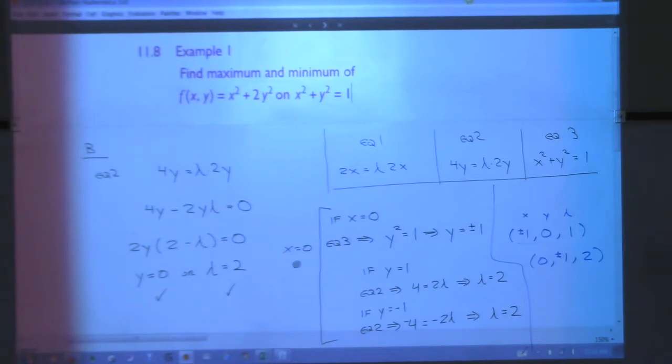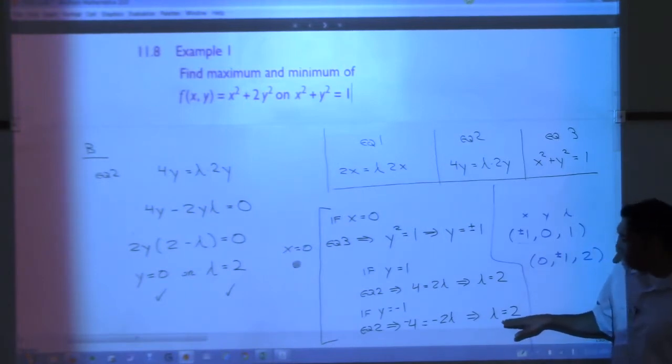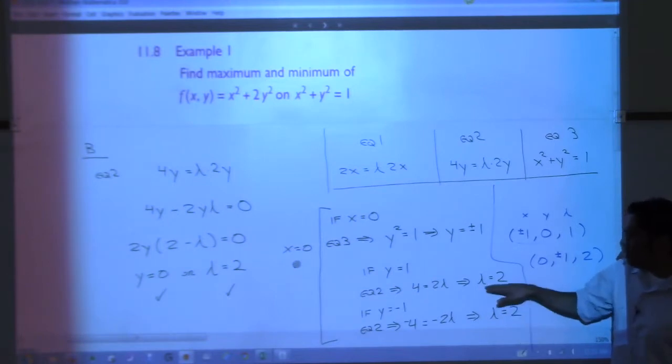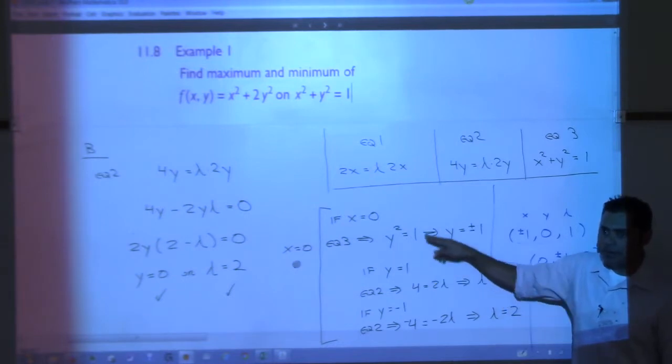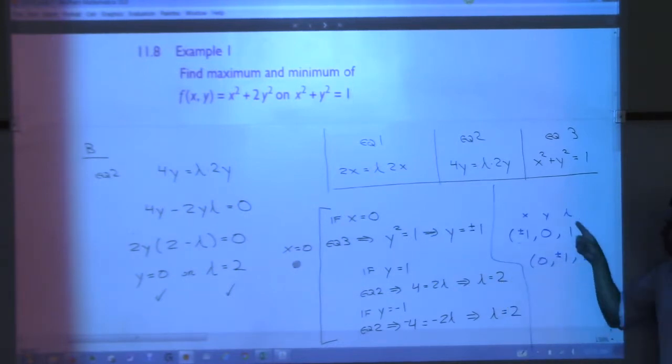Would you have to go to equation 3? We could look at equation 3, right? But the problem with equation 3, yes, sorry? Did we test the equation when lambda was 2? Yes. We got lambda equals 2. We know when lambda is 2, it happens when x is 0 and y is 1, right? So if your lambda is 2, then we've already looked at that scenario. This is the only way lambda can be 2, is if this happens. Okay?